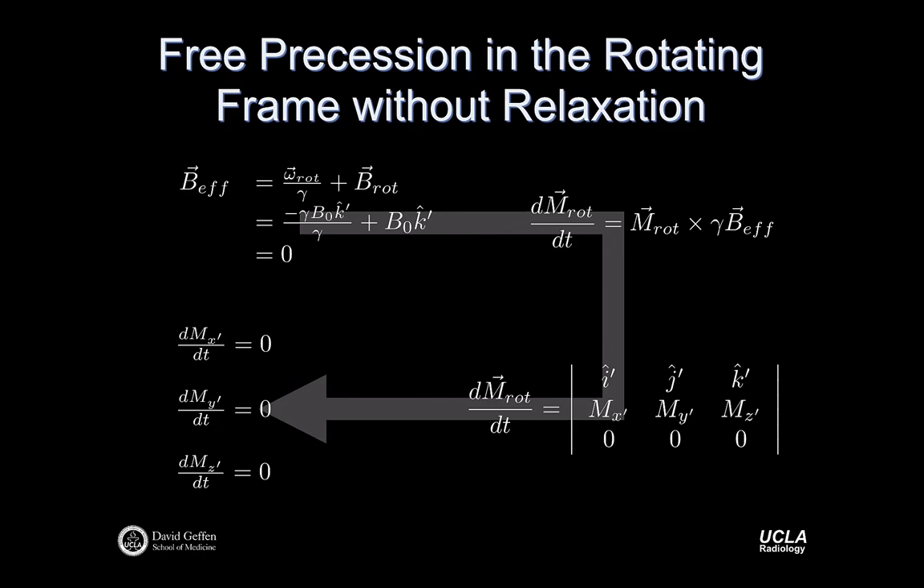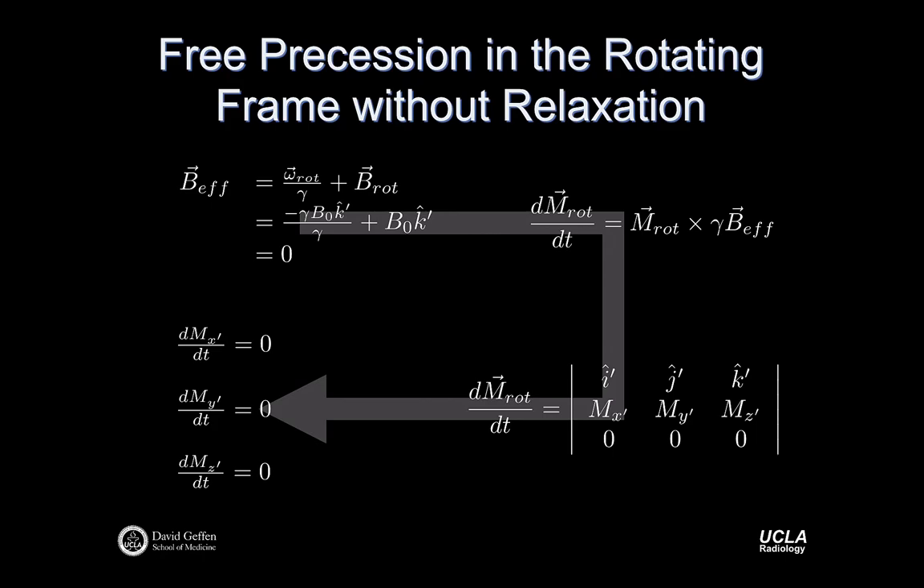And so this is a trivial result. It's not terribly interesting. We can work through the equation of motion, get out this determinant term, take all the cross products, and get a system of differential equations, all of which are equal to zero. So it just tells us that the mx component doesn't change with time, the my component doesn't change with time, the mz component doesn't change with time. So there's not really anything interesting happening in the rotating frame, where we're talking about just free precession.